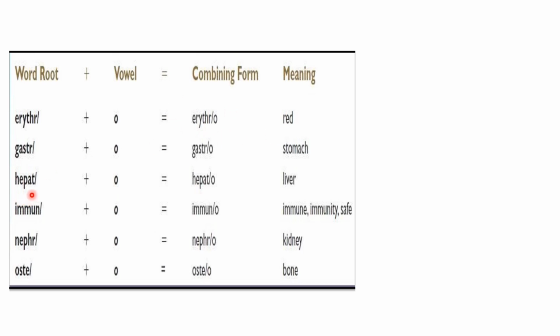In the same way, the word root is hepat and the vowel is O, and combining the word root with the combining vowel, the combining form created is hepato, which means liver. The same way immuno, nephro and osteo. Immuno means related to the immune system, immunity or safe. Nephro means related to the kidney. Osteo means related to the bone.